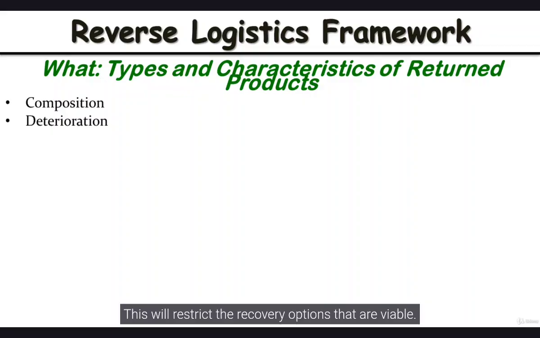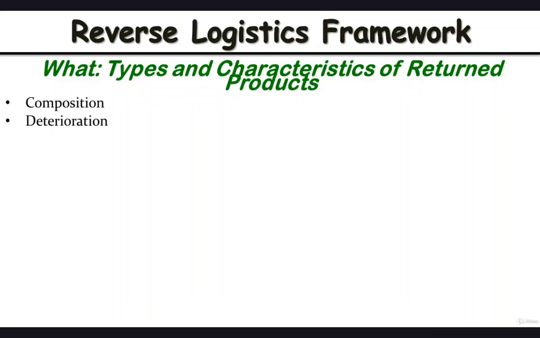This will restrict the recovery options that are viable. The same can be said for the intrinsic deterioration and whether or not it is homogeneous. If a product is consumed totally during use, such as gasoline, or if it ages fast like a battery, or if some parts are very sensitive to deterioration, reuse of the product as such is out of the question.